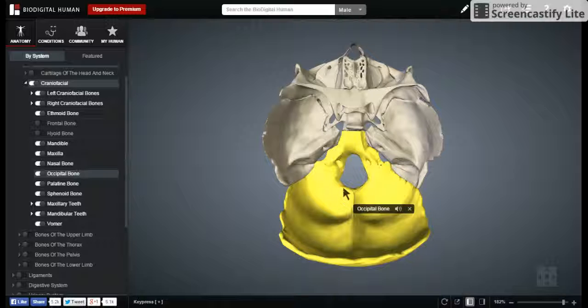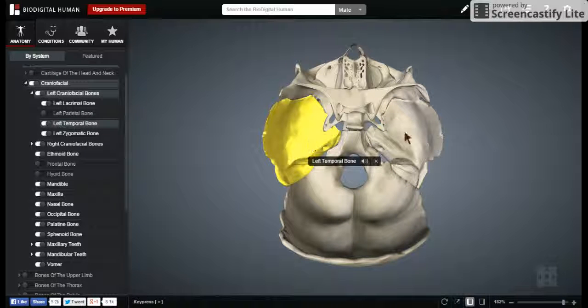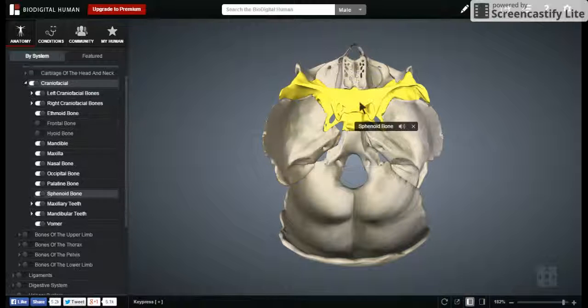But in any event, you have the foramen magnum here on the occipital bone. Lateral to the occipital bone, you have the right and the left temporal bones. And then anterior to both of those, you have the sphenoid bone. So this is the fourth view that you can see the sphenoid bone in. You can see it anteriorly, inferiorly, and laterally, both on the left and the right side, and now superior.